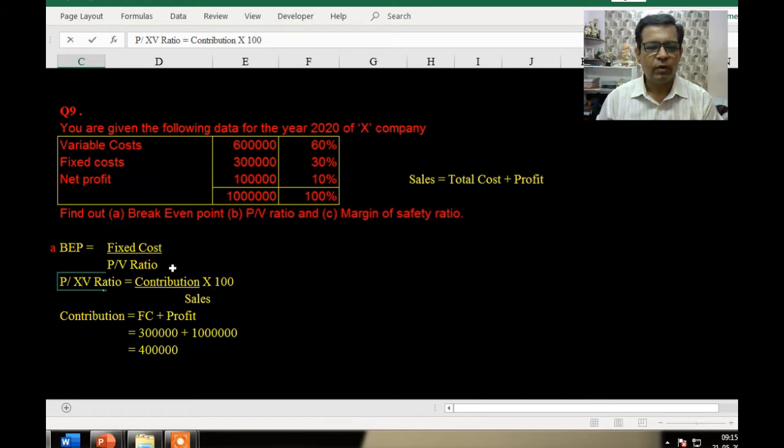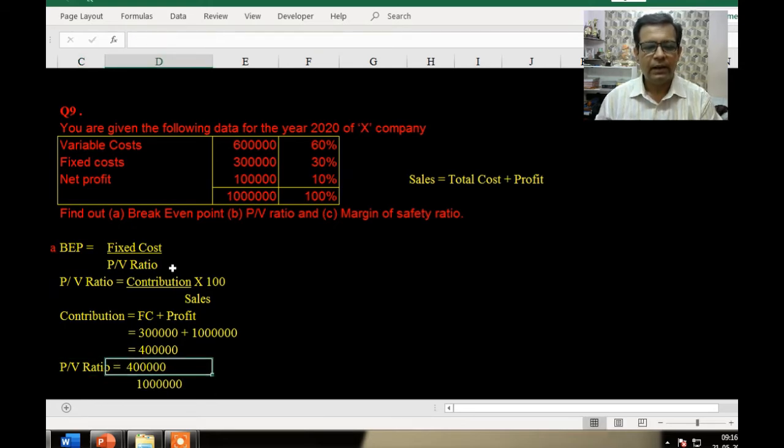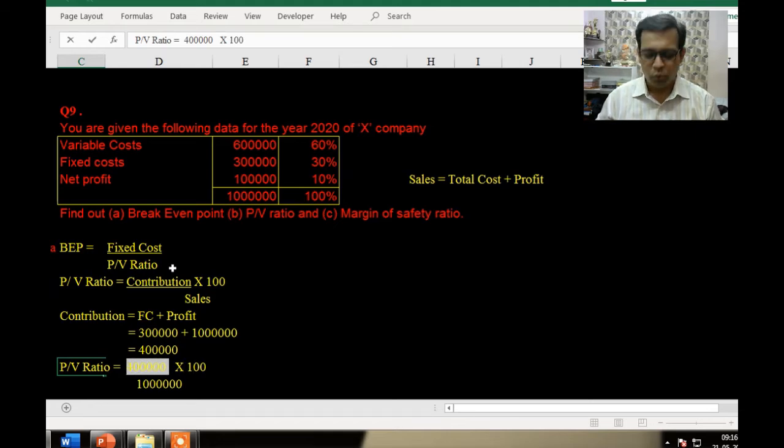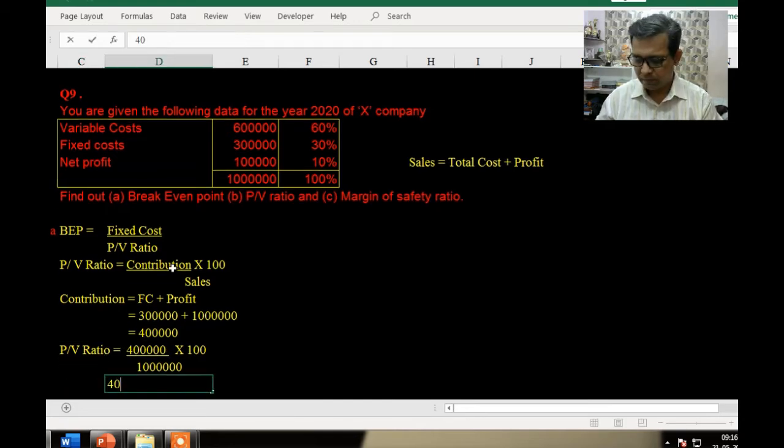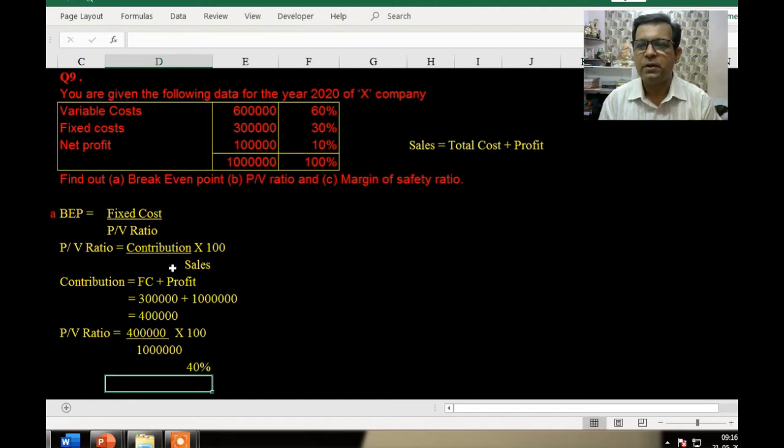Okay. So what will be the formula for PV ratio? What you can see here is the PV ratio formula, which is PV ratio equal to fixed cost, which is 4 lakh, divided by 10 lakh, and then this is to be multiplied by 100. All right, so if I do 4 lakh by 10 lakh into 100, the answer that I get is 40%. We have got our PV ratio.